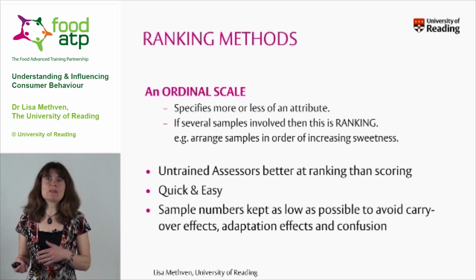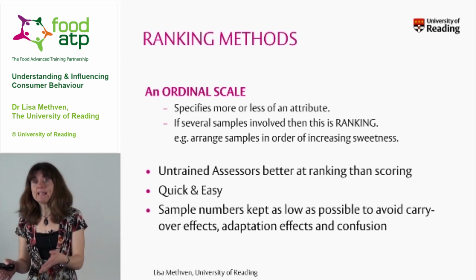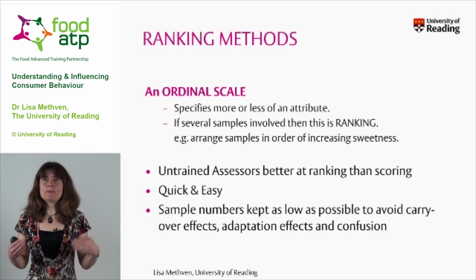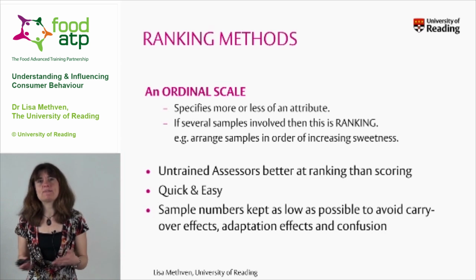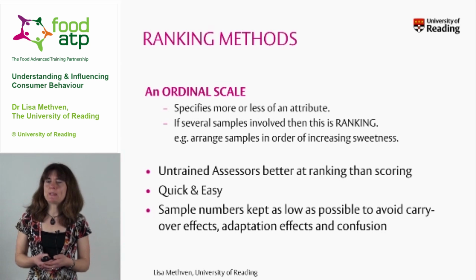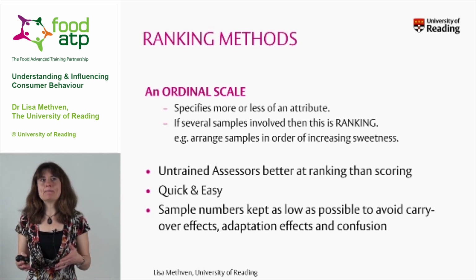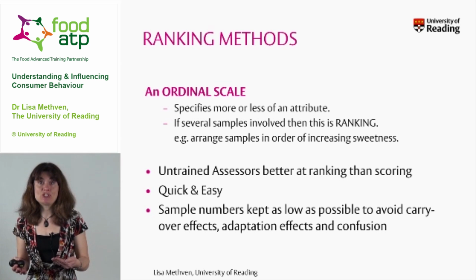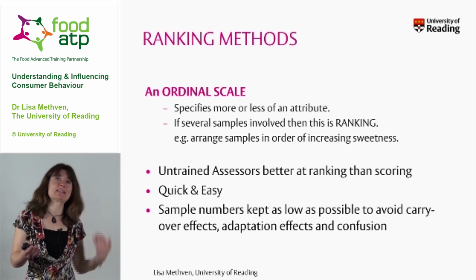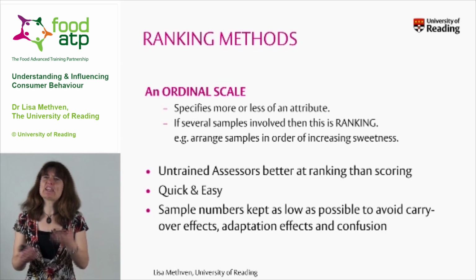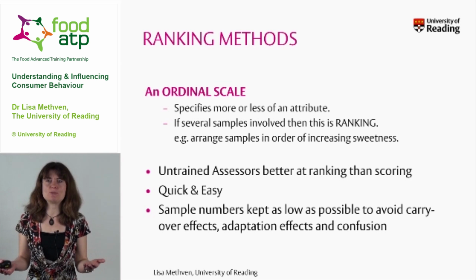The reason you might do that, instead of saying, can you actually put a value on it, is most people find it easier just to rank things in order, perhaps more easily than they would to actually rate them and give a value to them. So it's relatively quick and easy. The only thing you have to be careful of is you've got to keep your sample numbers reasonably low. People can start to suffer adaptation effects, which means from the previous sample they start changing the behaviour to the next sample, really, and get confused over the samples if they've got too many to taste.